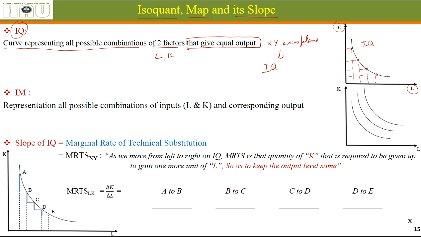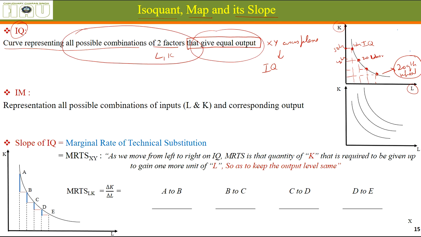So this graph shows all possible combinations of two factors which will be producing, let's say, 20 quintals of wheat. So you can use, let's say, 50 hours of tractor and 10 hours of labor. You can use 40 hours of tractor and 20 hours of labor, and other combinations, but all of them will be producing only 20 quintals of wheat. So isoquant, I think you can get it now: all possible combinations of two factors that give an equal output.